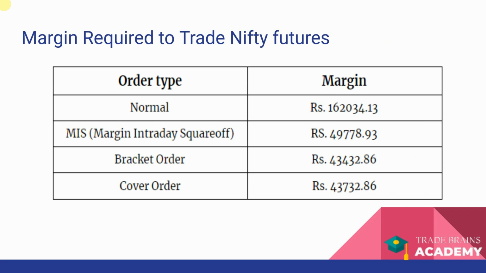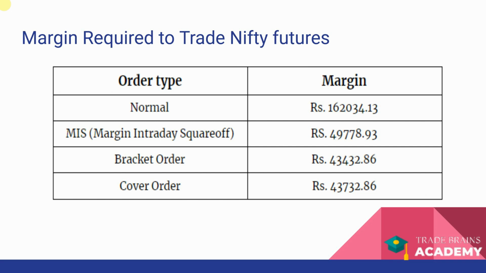And if I'm doing a MIS trade, that is a trade which gets squared off at the end of every day, then the amount of margin required is nearly 50,000 rupees. If I'm doing a bracket order, what happens is that when you place an order, you already pre-specify the stop loss for the trade and even the target for the trade. So the amount of margin required for that is 43,400 rupees.